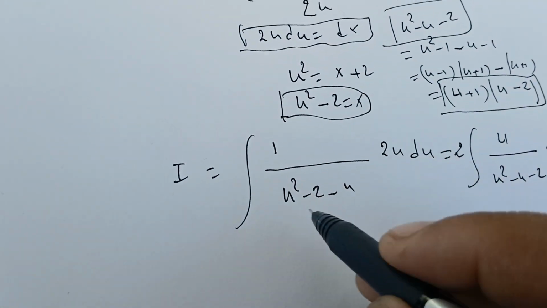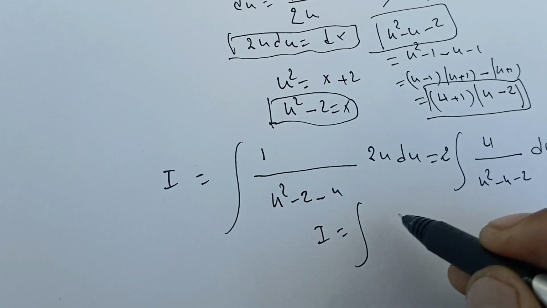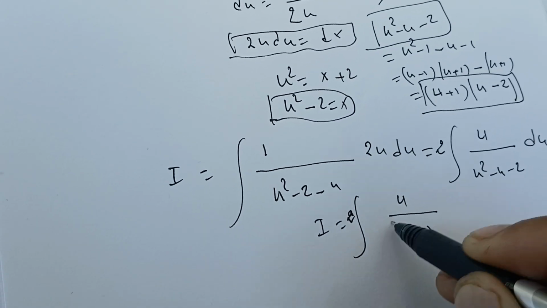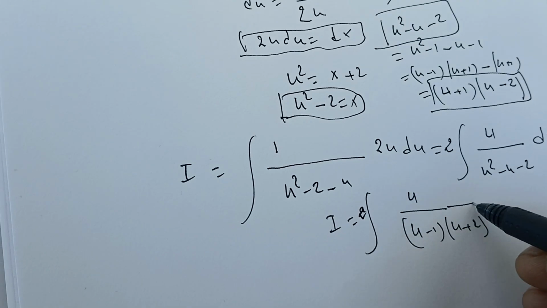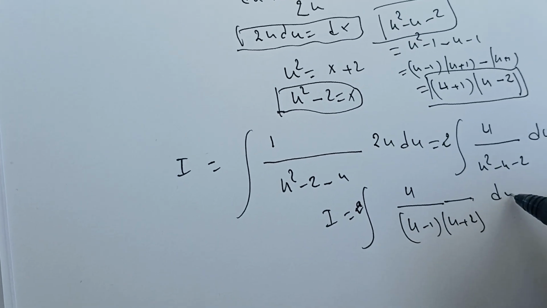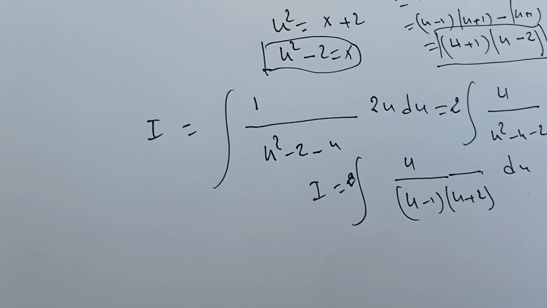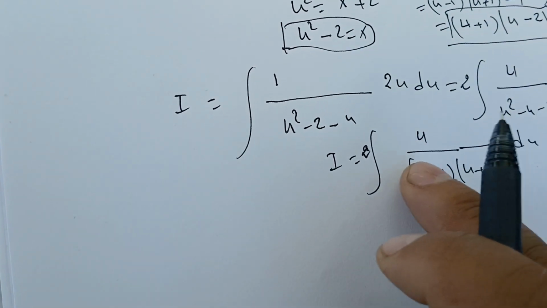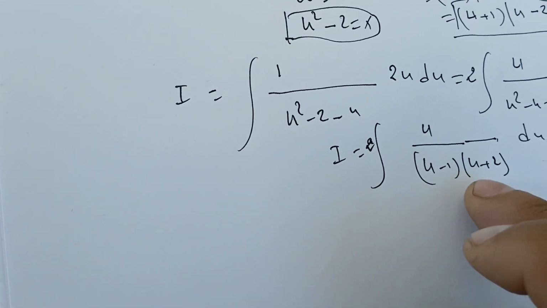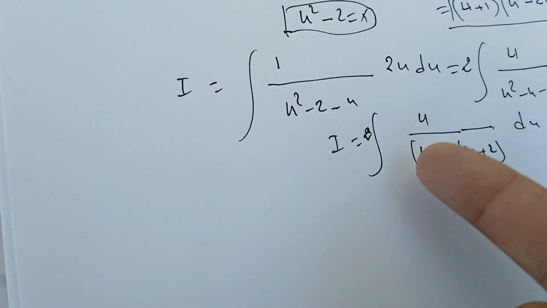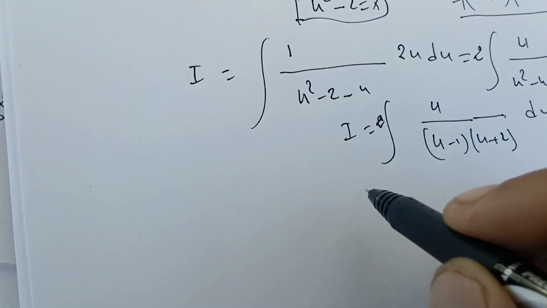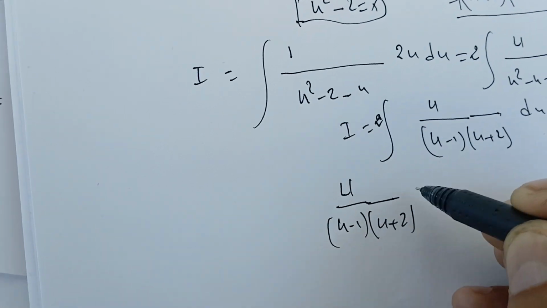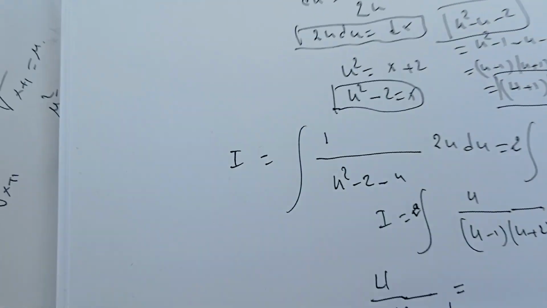Okay, so now I'll bring it here and I get I is 2, I'll keep the 2 outside, u over u plus 1 times u minus 2, du. Why am I doing this? Because I need to decompose this fraction to make it easier. Since the numerator is degree 1 and the denominator is degree 2, this can be decomposed in the following manner.